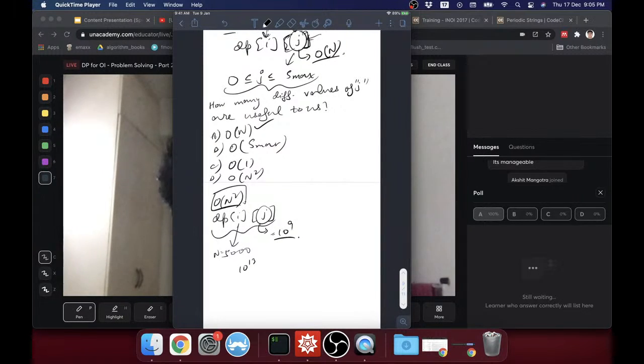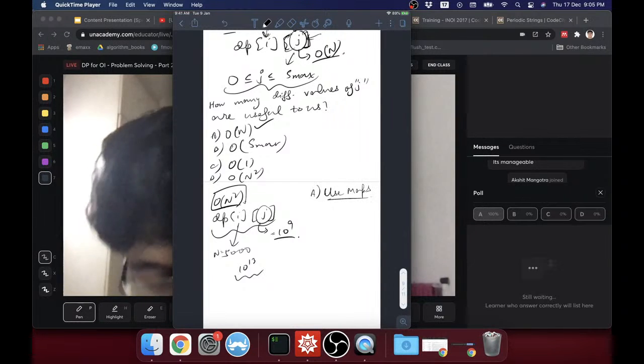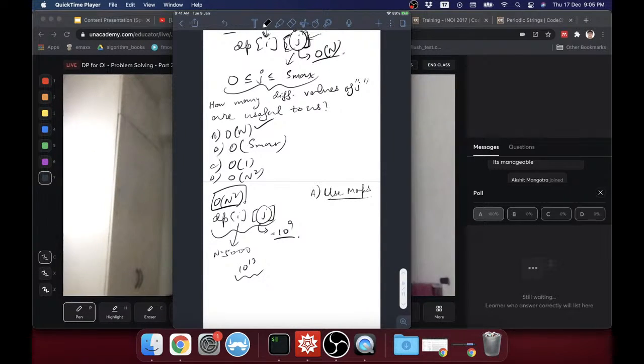Which is like too big, and it will TLE and MLE both the things. Yeah, so that's bad. One way to fix it is to use maps. Maybe use unordered maps, maybe use normal maps in C++. Idea being that this dimension is useful to us, so don't create it.